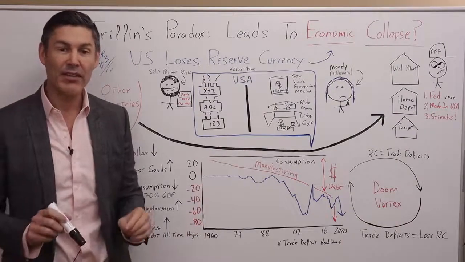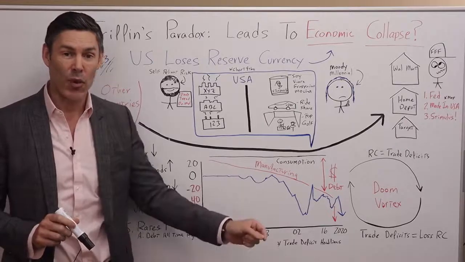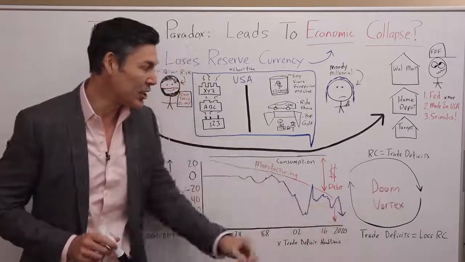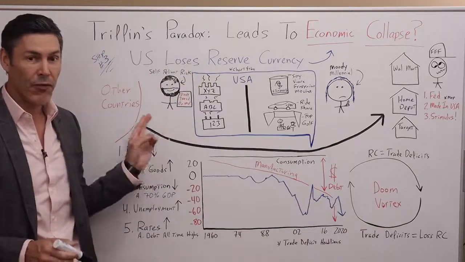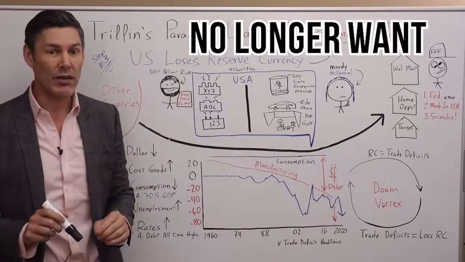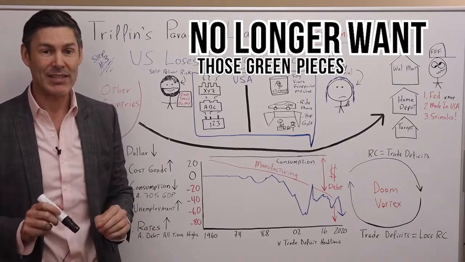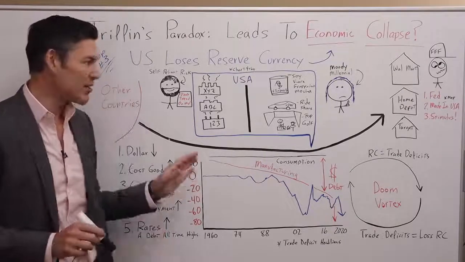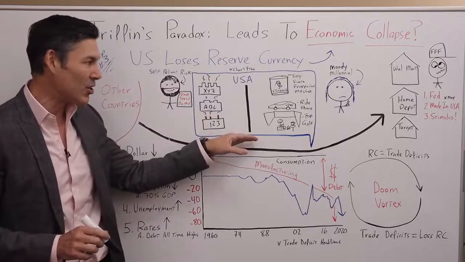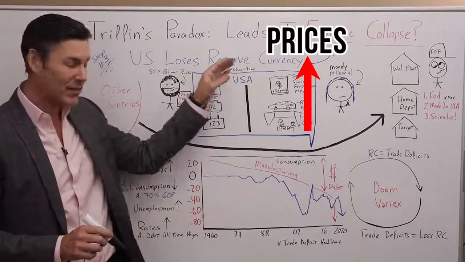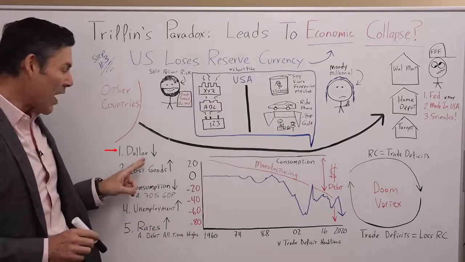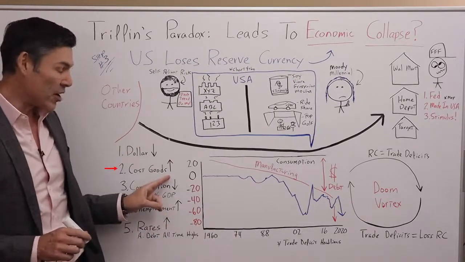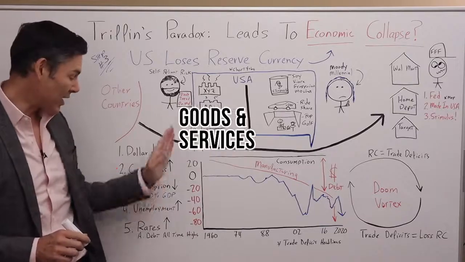And you would be correct until we get to a point where Triffin's paradox kicks in. We get into the doom vortex, and those foreigners no longer want those green pieces of paper. Then all those dollars outside of the United States start flooding back into the US, driving prices sky high. So the value of the dollar goes down. Goods and services, the price goes sky high.